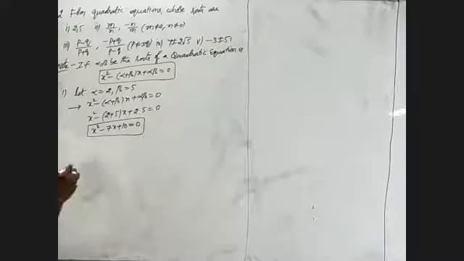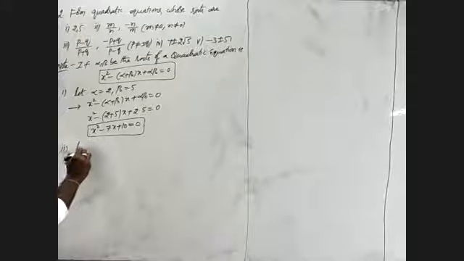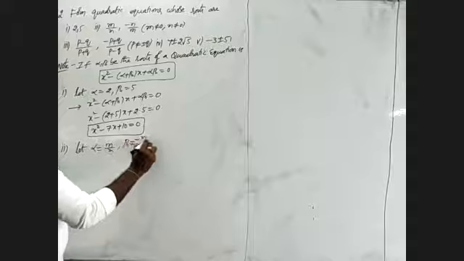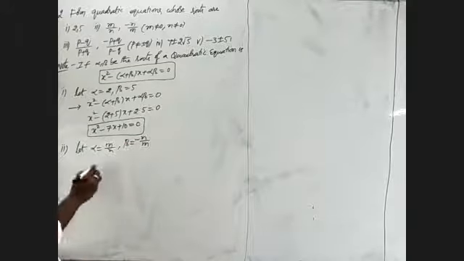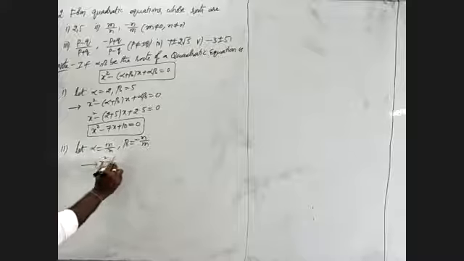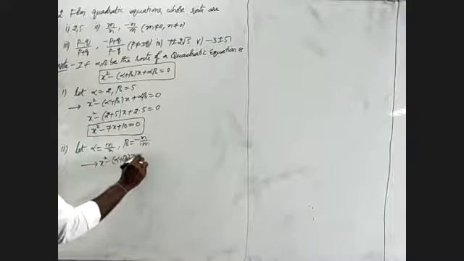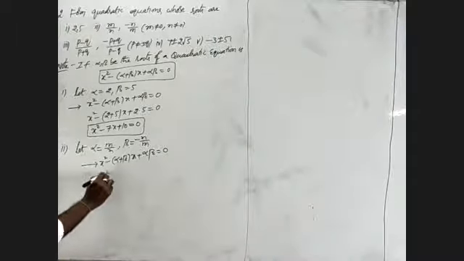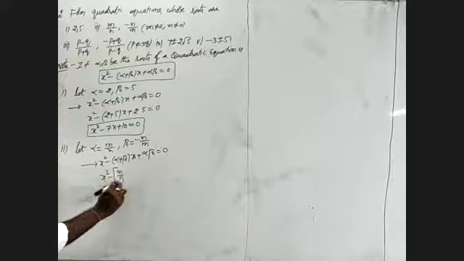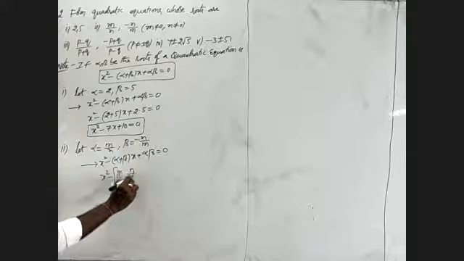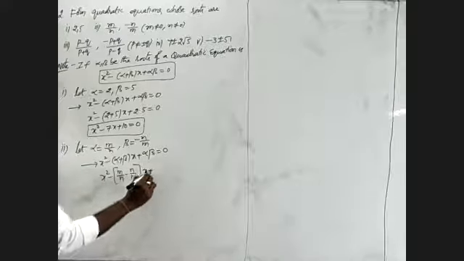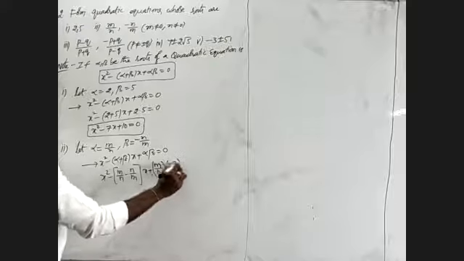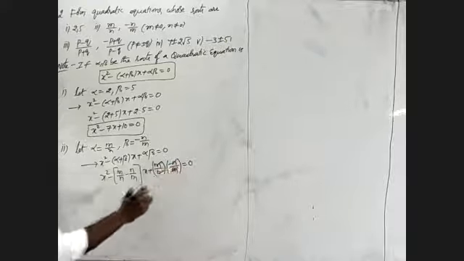Now I am going to the second one. Let alpha is equal to m by n, and beta is equal to minus n by m. The quadratic equation is x square minus alpha plus beta into x plus alpha beta is equal to 0. That means x square minus, where alpha is m by n and beta is minus n by m, into x plus alpha into beta, m by n into minus n by m, is equal to 0. n and n, m and m will be cancelled.